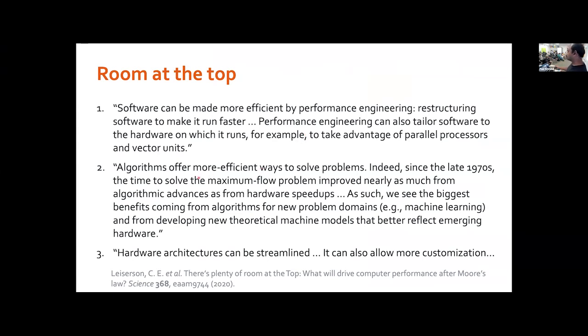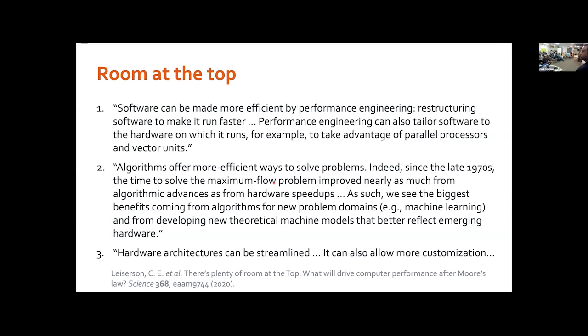And then algorithms. They also make this distinction between software and algorithms, in the sense of implementations of existing algorithms versus new ways of doing things. Algorithms can also offer more efficient ways to solve problems. Since the 70s, for example, the speedup in solving the max flow problem has come nearly as much from algorithmic advances as from hardware speedups. So this is a very important point: the specific way that problems are solved can make a huge difference in how scalable they are.